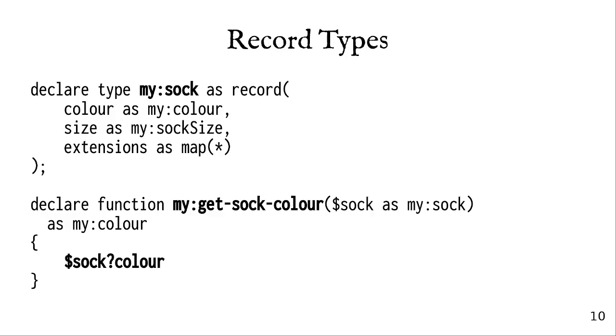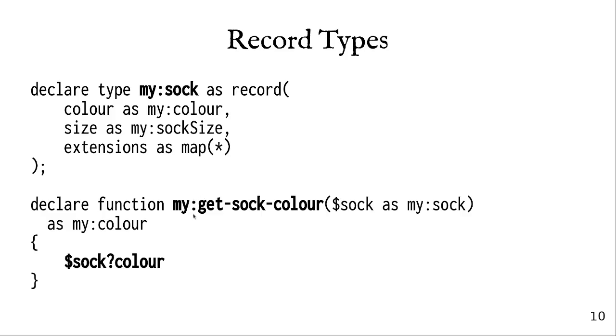So here I declare a record called my:sock, and it's going to be a map, because records are maps, and it contains keys color as color, size as sock size, and extensions is a map. I said before that records are not extensible, but if you put a map in called extensions, then other users can put their own things in there, whatever they like, because it's an arbitrary map. Whether that's a good thing or a bad thing, I don't know. Every map that claims to be a sock must have color, size and extensions, and they must be the right types.